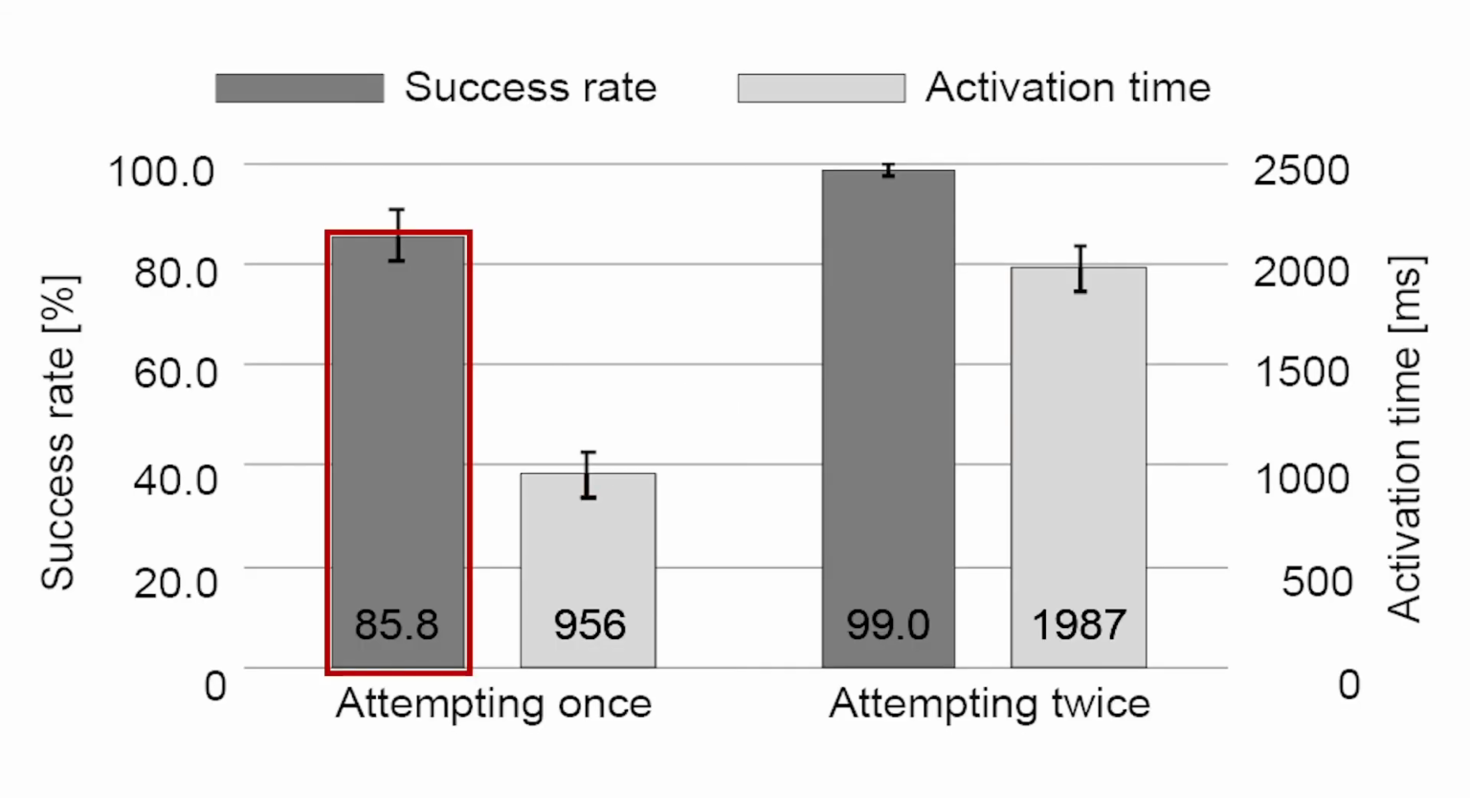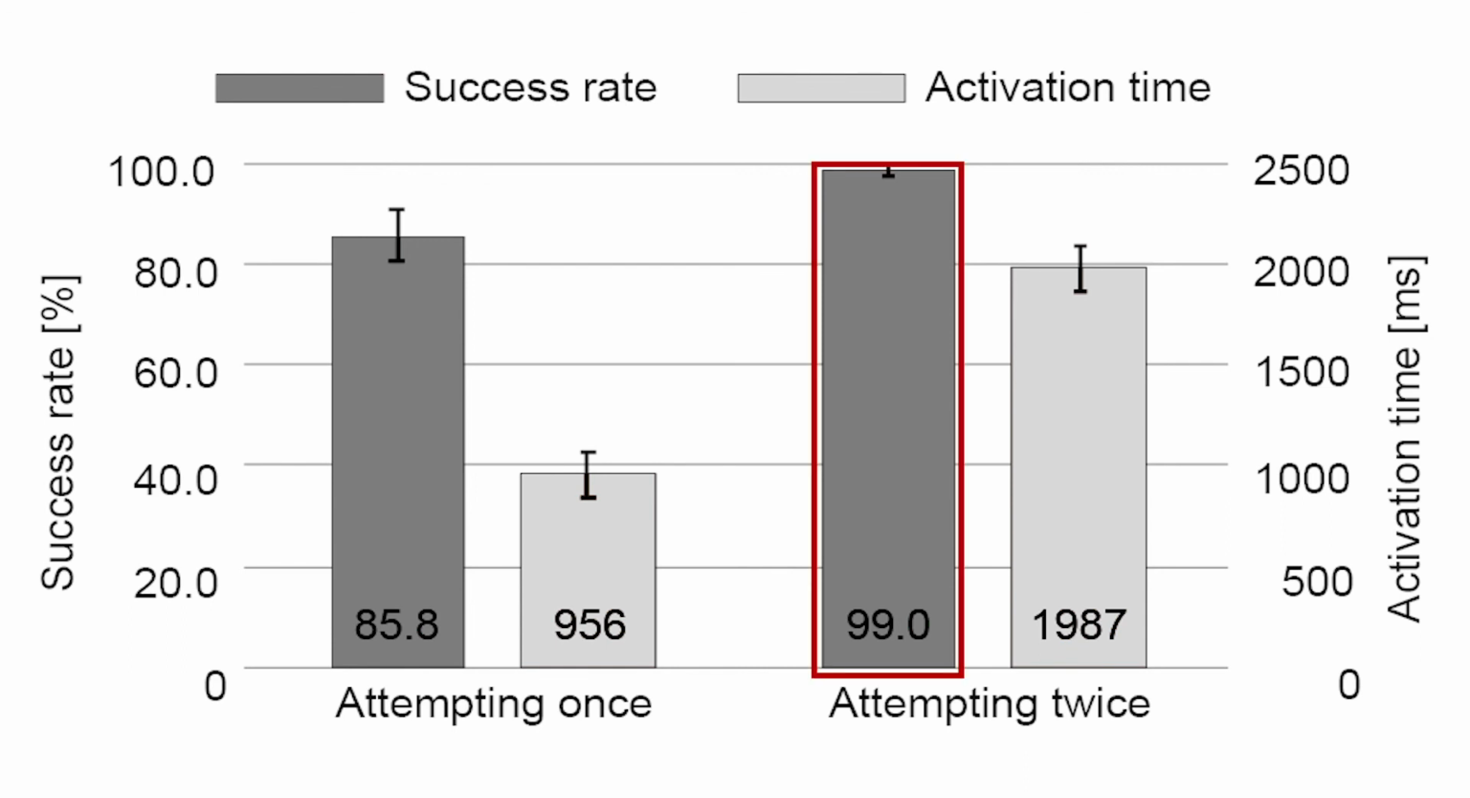Next, we show the performance of our technique. The success rate of our technique is 85.8% in one attempt. The advantage of our technique is its robustness against unintentional manipulations, therefore, users can attempt again without considering an unintentional command activation. In this case, the success rate of our technique is 99%.